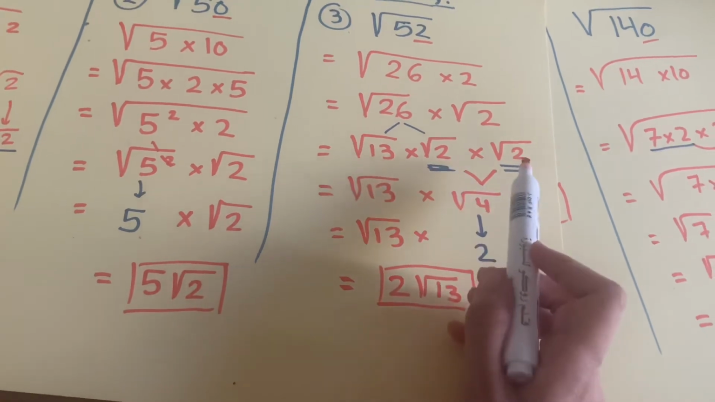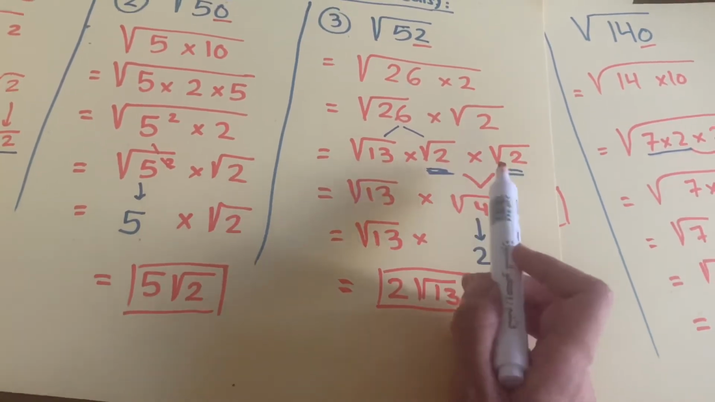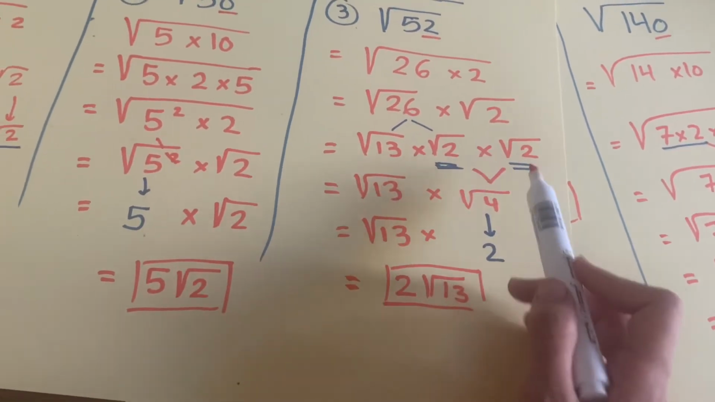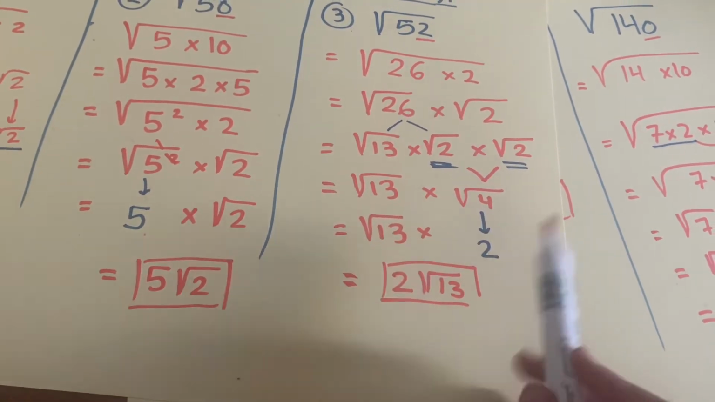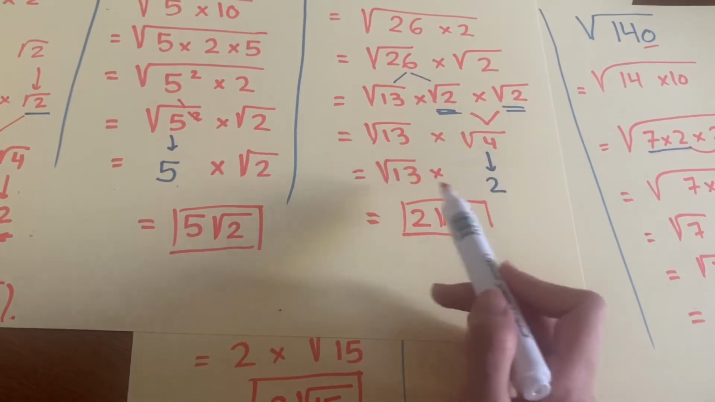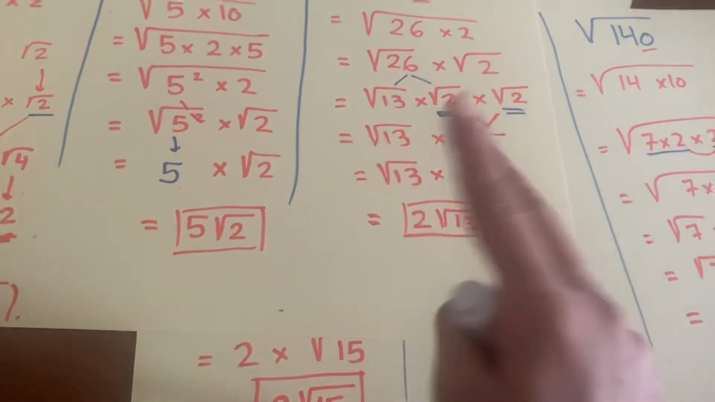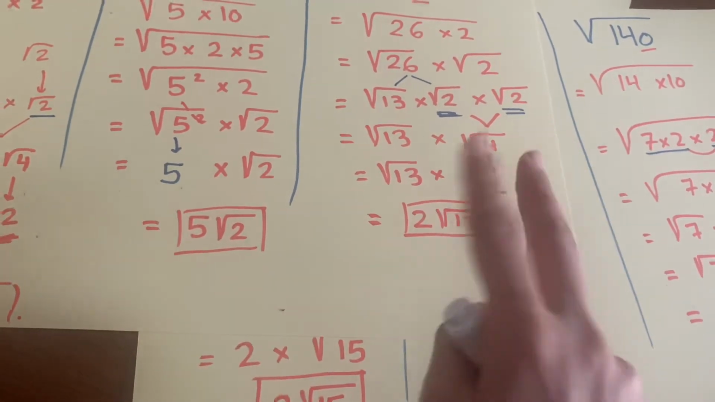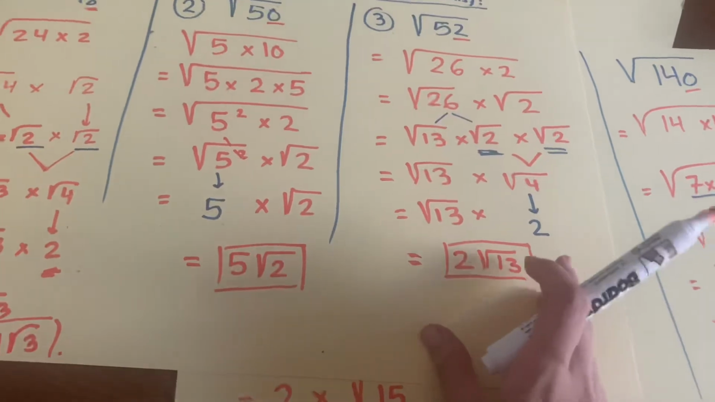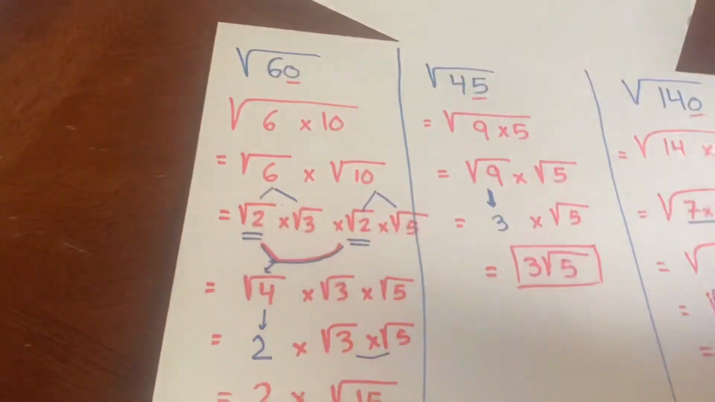But radical 2 and radical 2, these are the same. So these will give me directly 2 if you want to skip this step. Or you can say 2 times 2 is 4 and radical 4 is 2. Okay? So this is radical 13 times radical 4, which is radical 13 times 2. Remember, multiplication is commutative, so I can switch their places. So you will get 2 times radical 13, which is 2 radical 13.